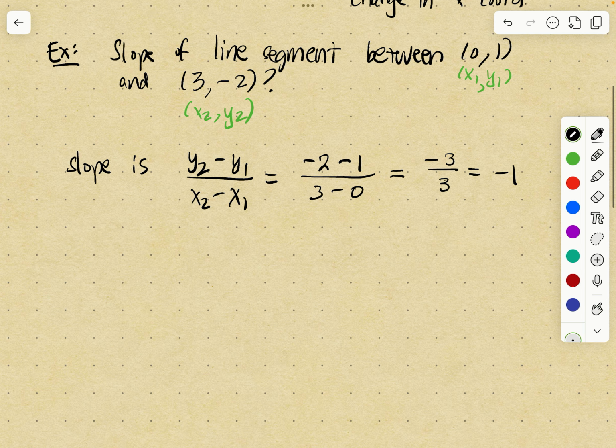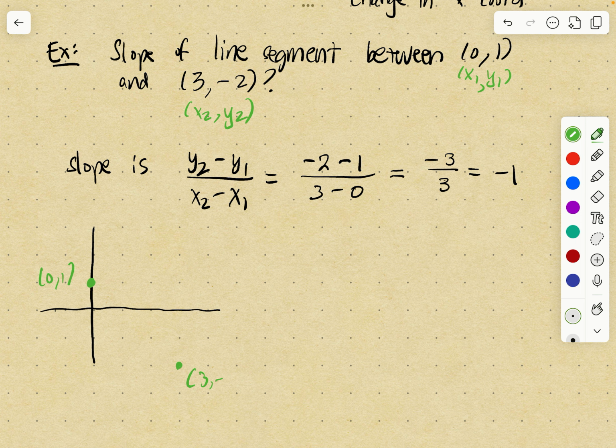Let's draw a picture. 0, 1 is here, and 3, negative 2 is here. So I'm looking at this line segment, and the slope of this line segment is -1.